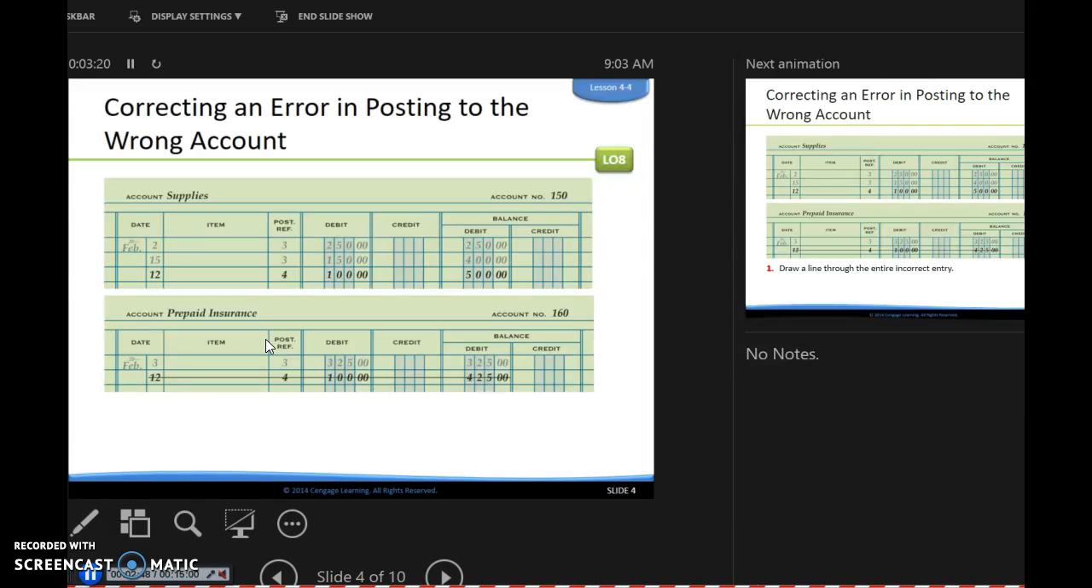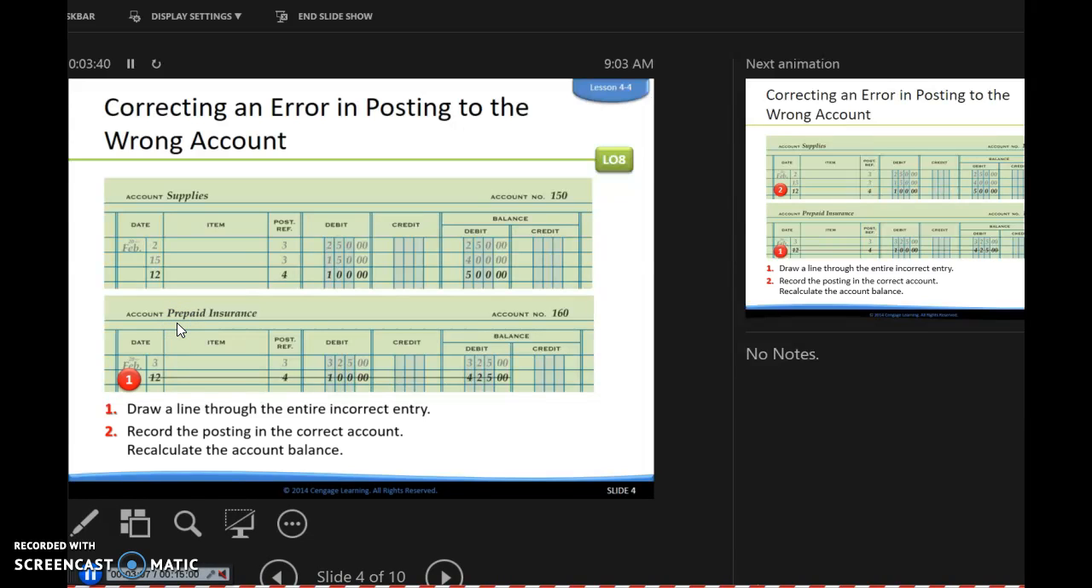Here, correcting an error in posting to the wrong account. It looks like they posted something to prepaid insurance and it should have gone to supplies. So we're going to draw a line through the entire incorrect entry in prepaid insurance and record the posting in the correct amount.